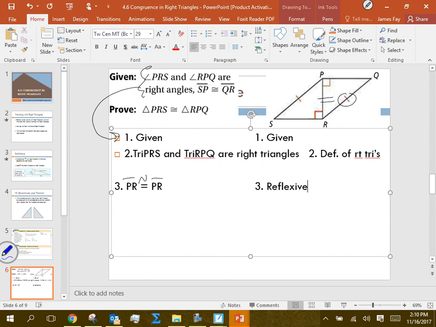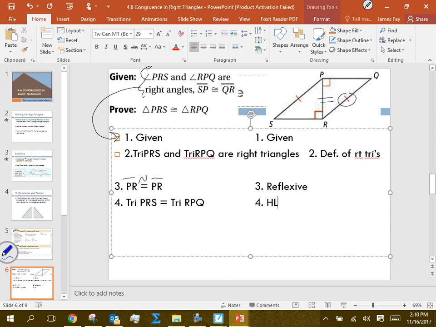So automatically then, we can say that these two triangles, triangle PRS is congruent to triangle RPQ. And our reason is because we have a hypotenuse congruent to a hypotenuse and a leg congruent to a leg. So we've gone through and shown how we can use hypotenuse leg to prove two triangles congruent.